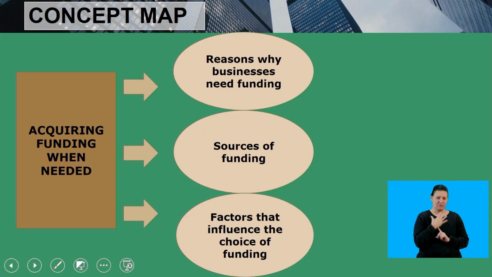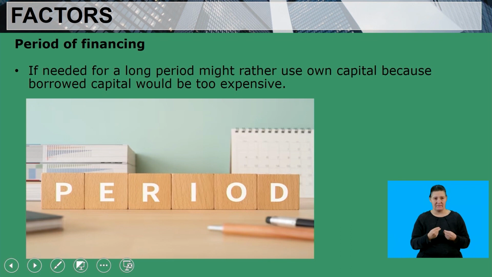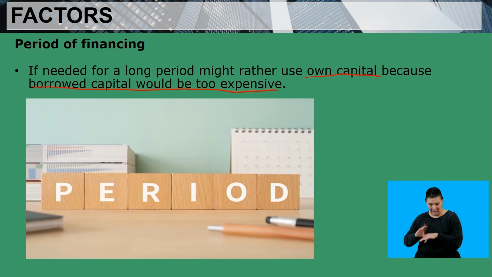Now let's look at the third concept, which is factors that influence the choice of funding. We have period of financing. If needed for a long period, a business might rather use own capital because borrowed capital would be expensive. So obviously as a business, if you need a loan for a long period of time, it's better to use own capital, because if you opt for borrowed capital, you are going to pay a lot of interest, because the longer the period, the more interest the bank is going to charge you. So the factor that influences your choice of funding is the period of financing, that is, for how long do you need this financing.